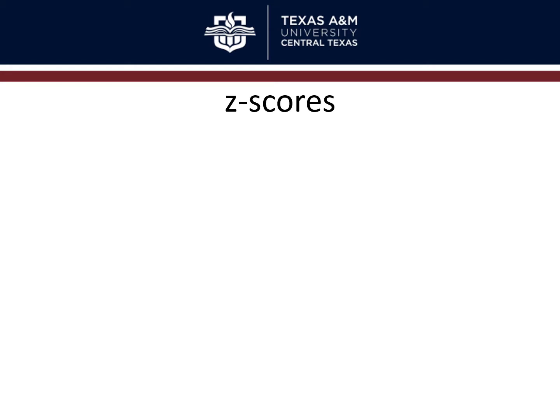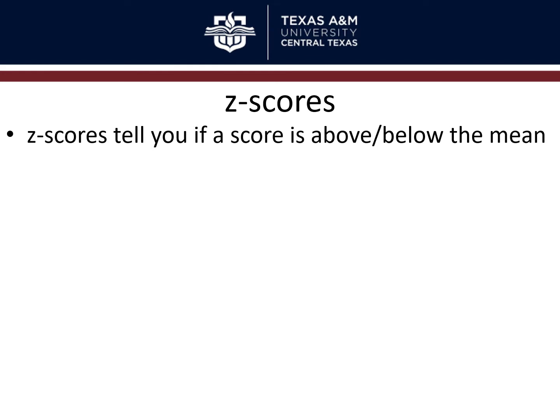Okay, z-scores. All this talk about scores being above or below the mean should kind of remind you of z-scores, because that's what z-scores are all about. They tell you if a score is above or below the mean and how far it is above or below the mean. That's all a z-score is. It's the number of standard deviations a score is above or below its mean.